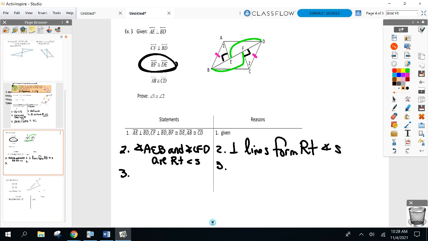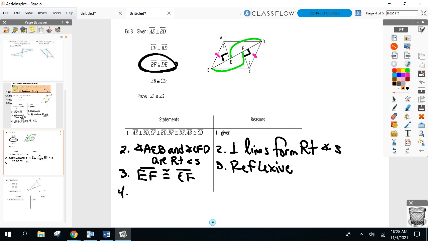I needed something to subtract from them that also is equal. What do I need to subtract from both of them? EF, yes. So before you subtract, look at your paper. Before you subtract, you need to tell me the other quantity I'm subtracting. EF and EF are equal. Reflexive. That's not a side. I'm using it in subtraction.